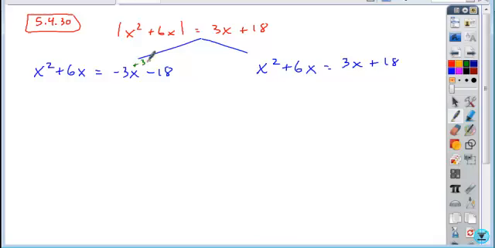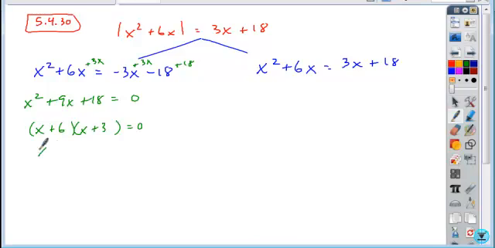So here I'm going to add 3x to both sides, giving me x squared plus 9x. I add 18 to both sides as well. Okay, and I look to see, are there two factors of positive 18 whose sum is positive 9? 6 and 3. Set each of those equal to 0, so negative 6 and negative 3 are my potential solutions.